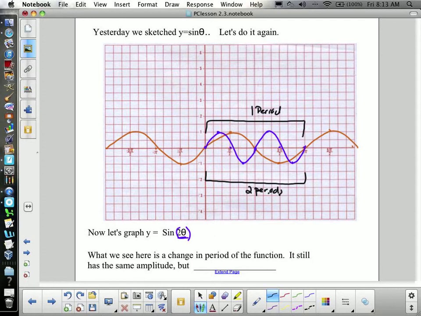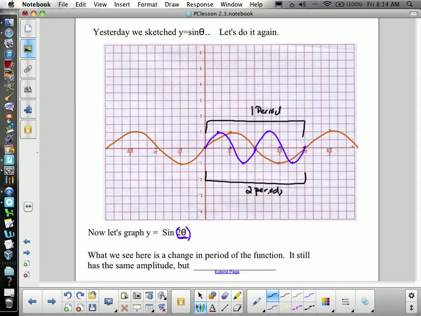This coefficient on theta tells me how many periods we complete in 2 pi units. We can do this with sine or cosine. And these are our first 2 basic manipulations of the function. Stretching it with amplitude, compressing it or expanding its period by multiplying theta by a constant. So those are 2 basic manipulations we can do.